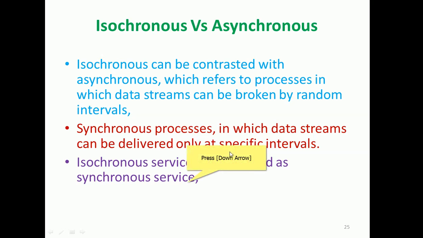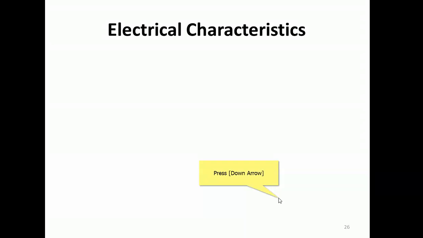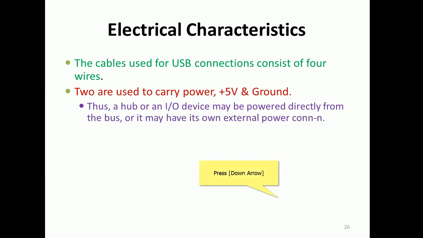Isochronous service is not as rigid as synchronous service, but not as lenient or simple as asynchronous service in terms of security. So it is not as lenient compared to the asynchronous service. There are also additional electrical characteristics. The cable used for USB connection consists of 4 wires. Two wires are for power supply and ground. The device may be powered directly from the bus.